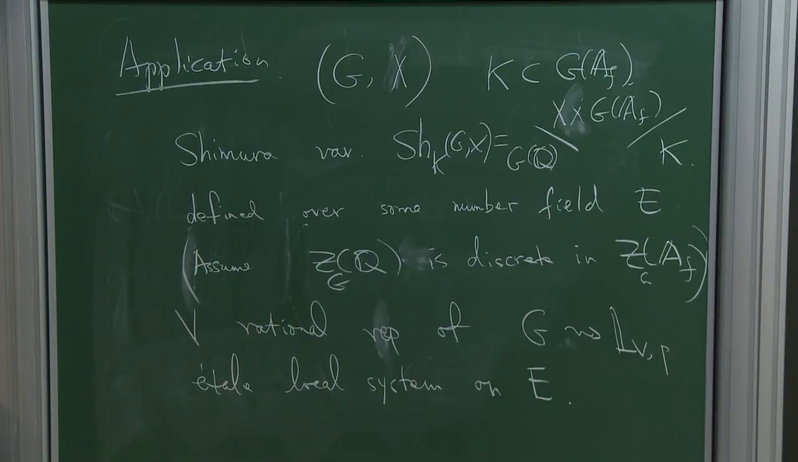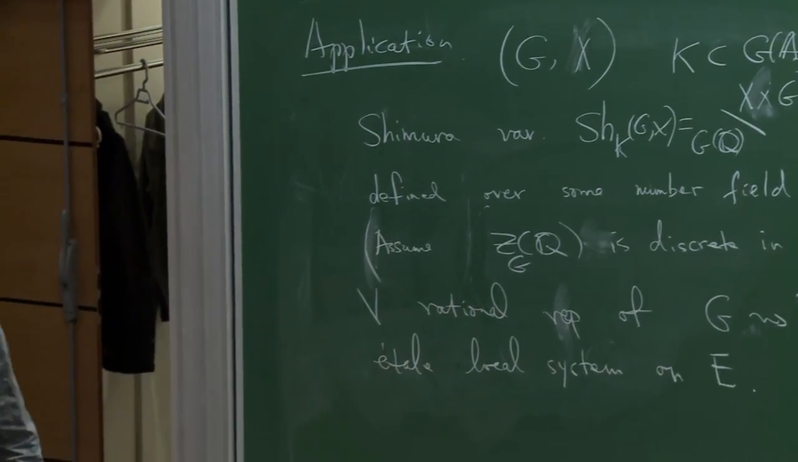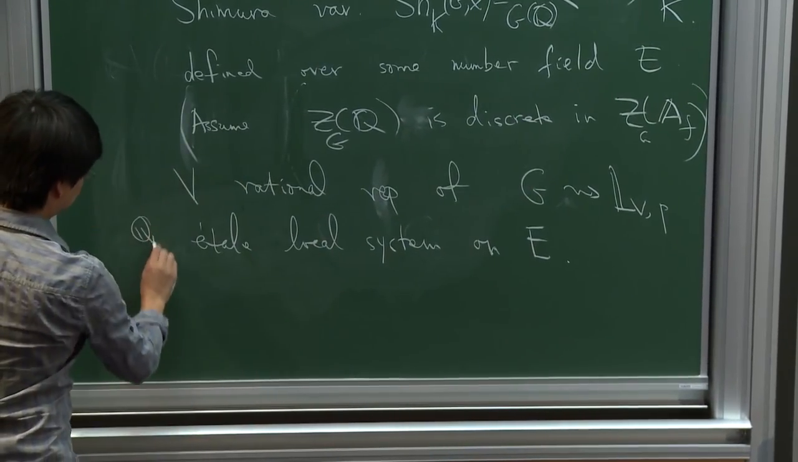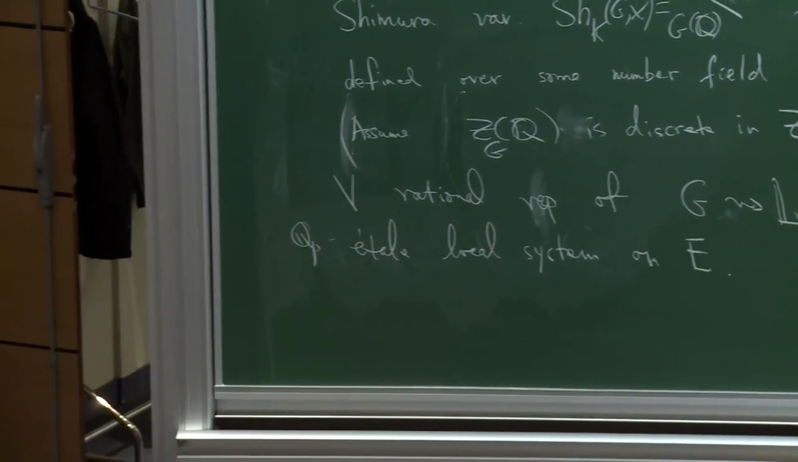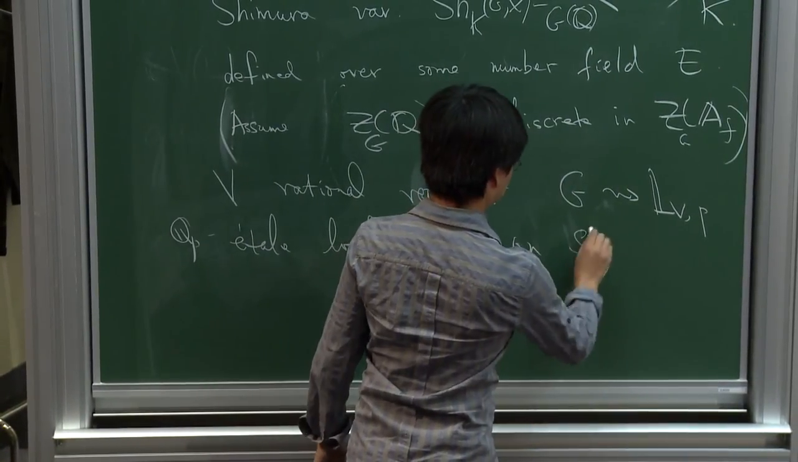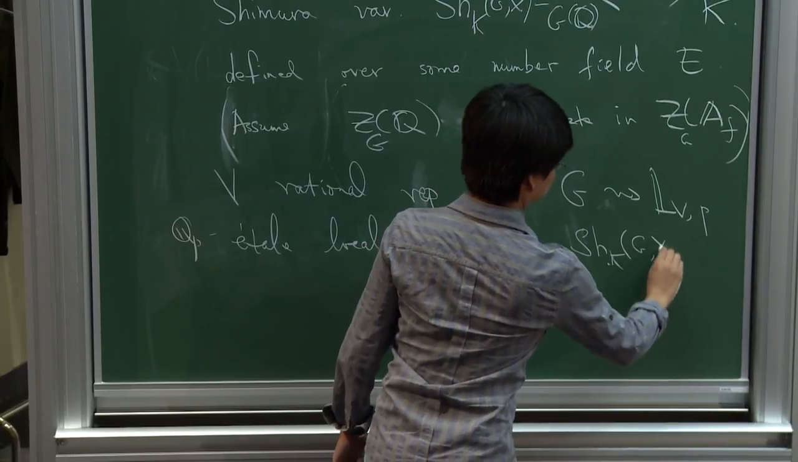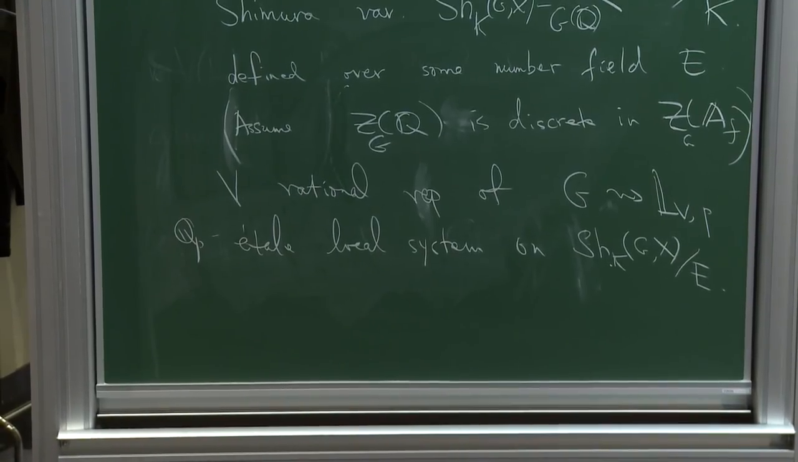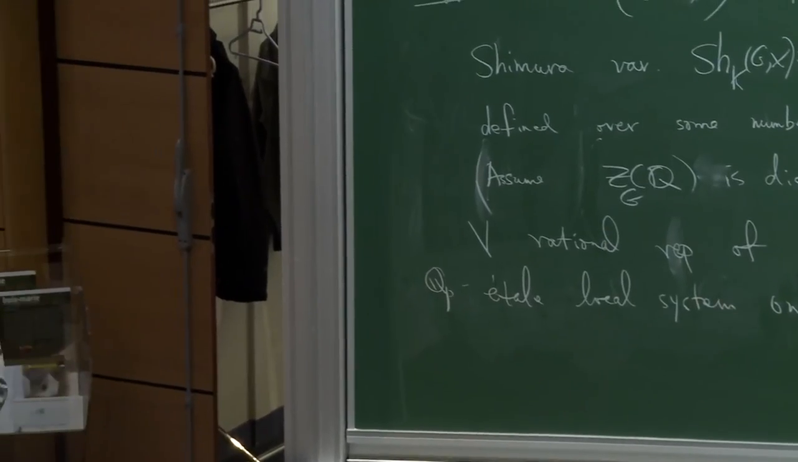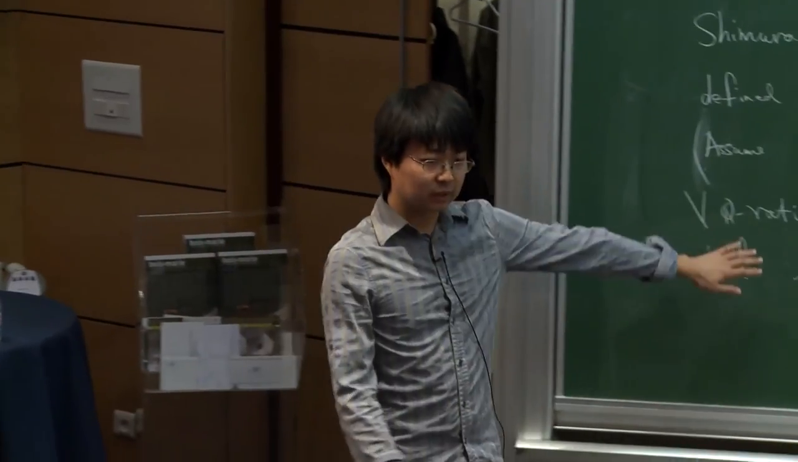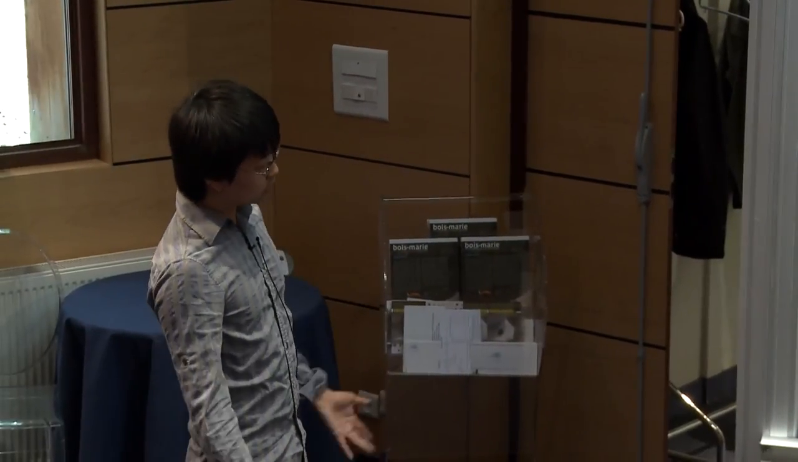Which kind of étale sheaves are you working with? Q_ℓ sheaves or Q_p? Fix p, so it's a Q_p étale local system on the Shimura variety. V is a rational representation defined over Q. And then you specify some p to talk about the étale local system, and you get something over E. This is the setup.